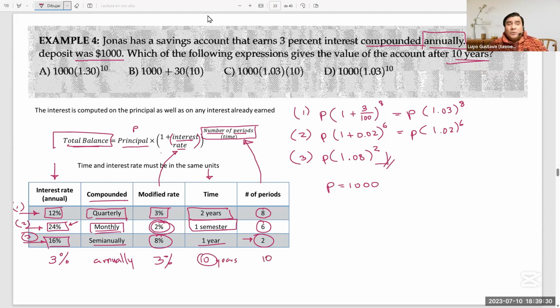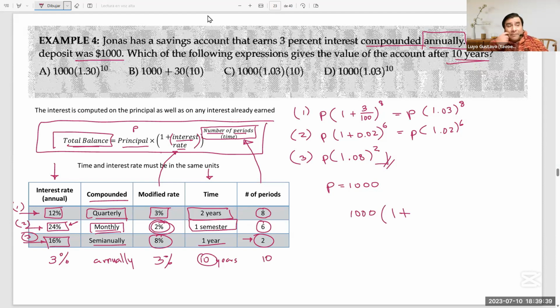So the expression would be, according to this formula here, right? It would be 1,000 multiplied by 1 plus the modified rate, which is 3%, 0.03, up to the number of periods, which is 10. So we get 1,000 times 1.03 up to 10. Option D. Okay, let's try one more example for more practice. Try this example 5. Same theory.